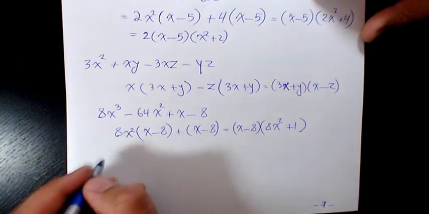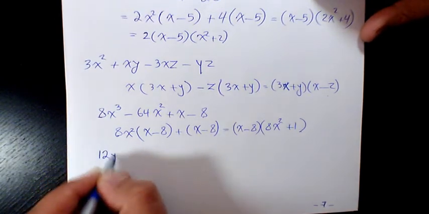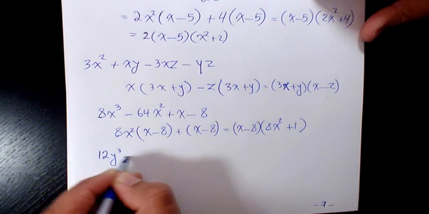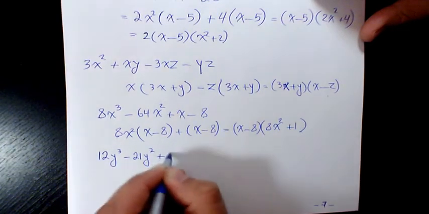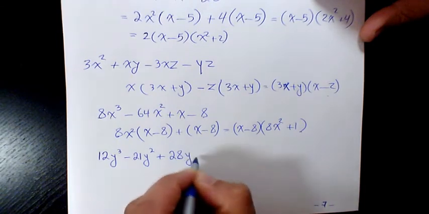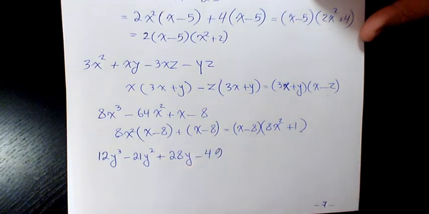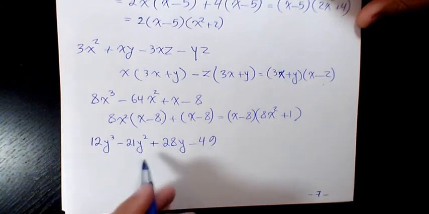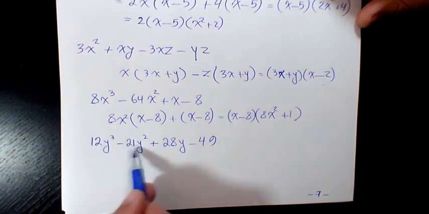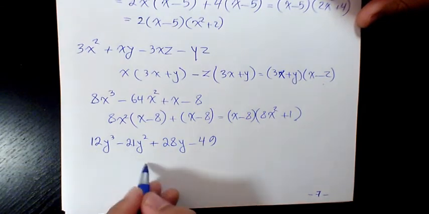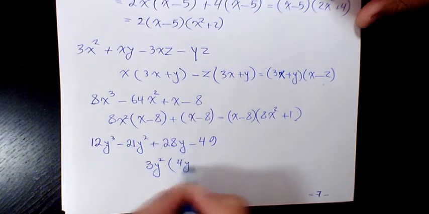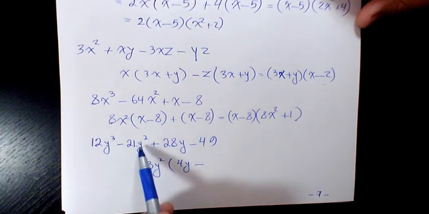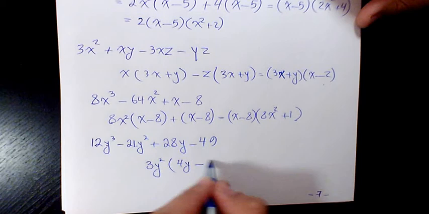Next one is going to be 12y cubed minus 21y squared plus 28y minus 49. What you can do here, the GCF of these two is 3y squared. 12y cubed divided by 3y squared is going to be 4y. 21y squared divided by 3y squared is going to be 7.